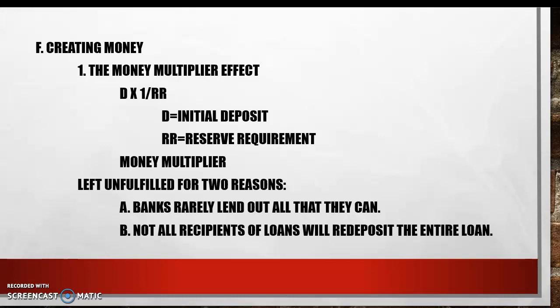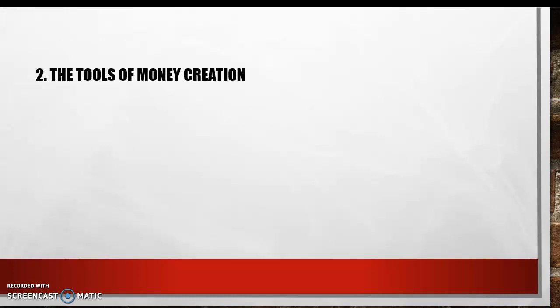There'll be more information about the money multiplier effect at the end of this lesson real quickly. But let's continue. Number 2. The tools of money creation. To change the quantity of money in the nation's money supply, the Fed may either change the amount of money subject to the multiplier effect, or they may change the multiplier.